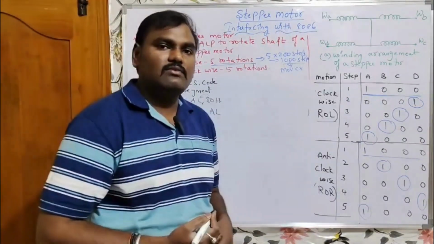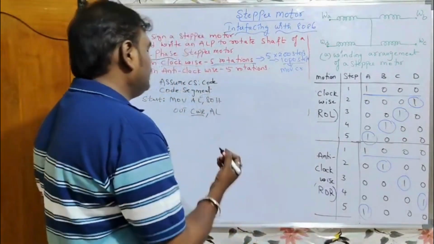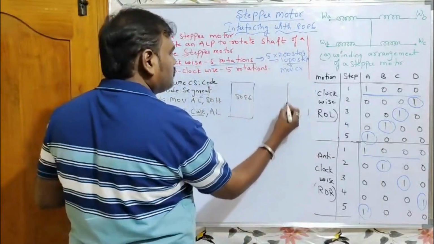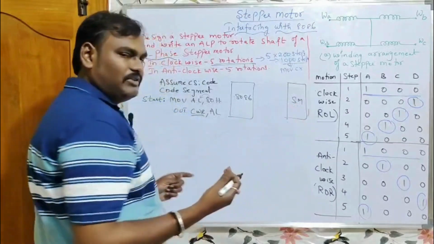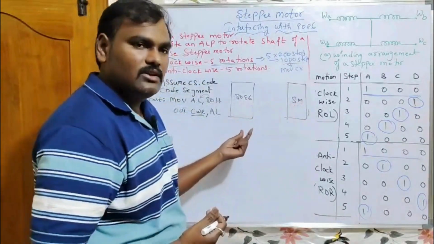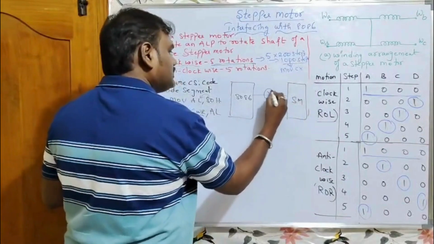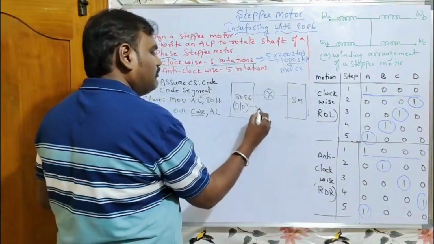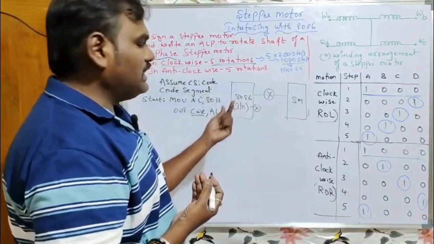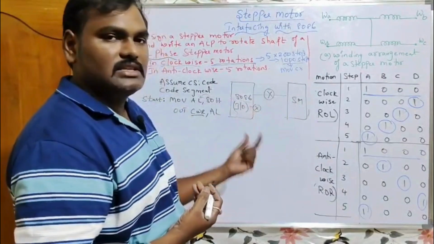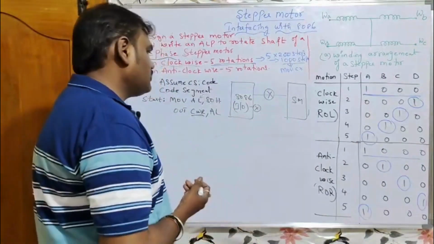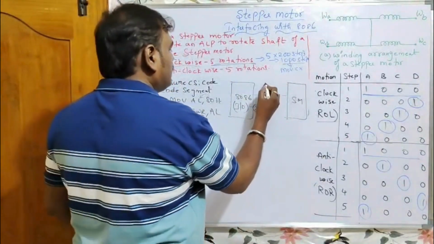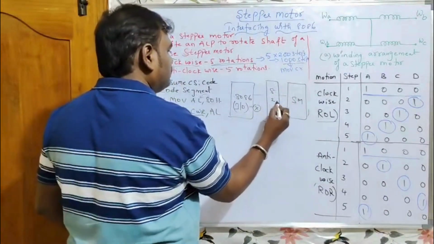What is the necessity of the control word register here? Suppose we are interfacing a stepper motor to the 8086. Can we directly interface the stepper motor to the 8086? No. Why? Because we don't have any IO pins in the 8086, so it is not possible to interface it directly. Then what we need to do is place one peripheral interface, which is called the 8255.